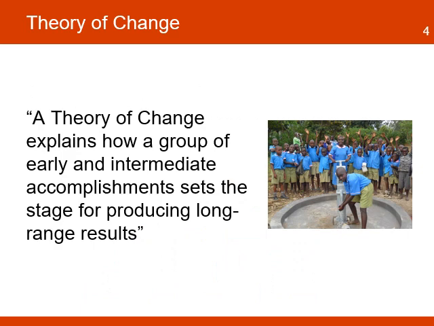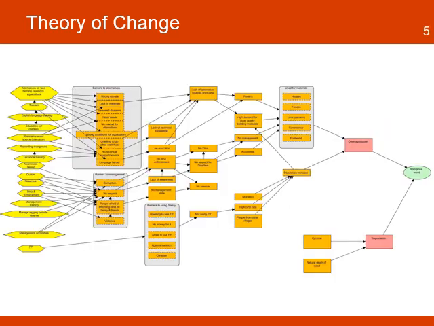Here's one of the definitions of a theory of change. A theory of change explains how a group of early and intermediate accomplishments sets the stage for producing long-range results. In summary, a theory of change is a description of how and why an initiative works, and it is supported by evidence of repeated interventions.